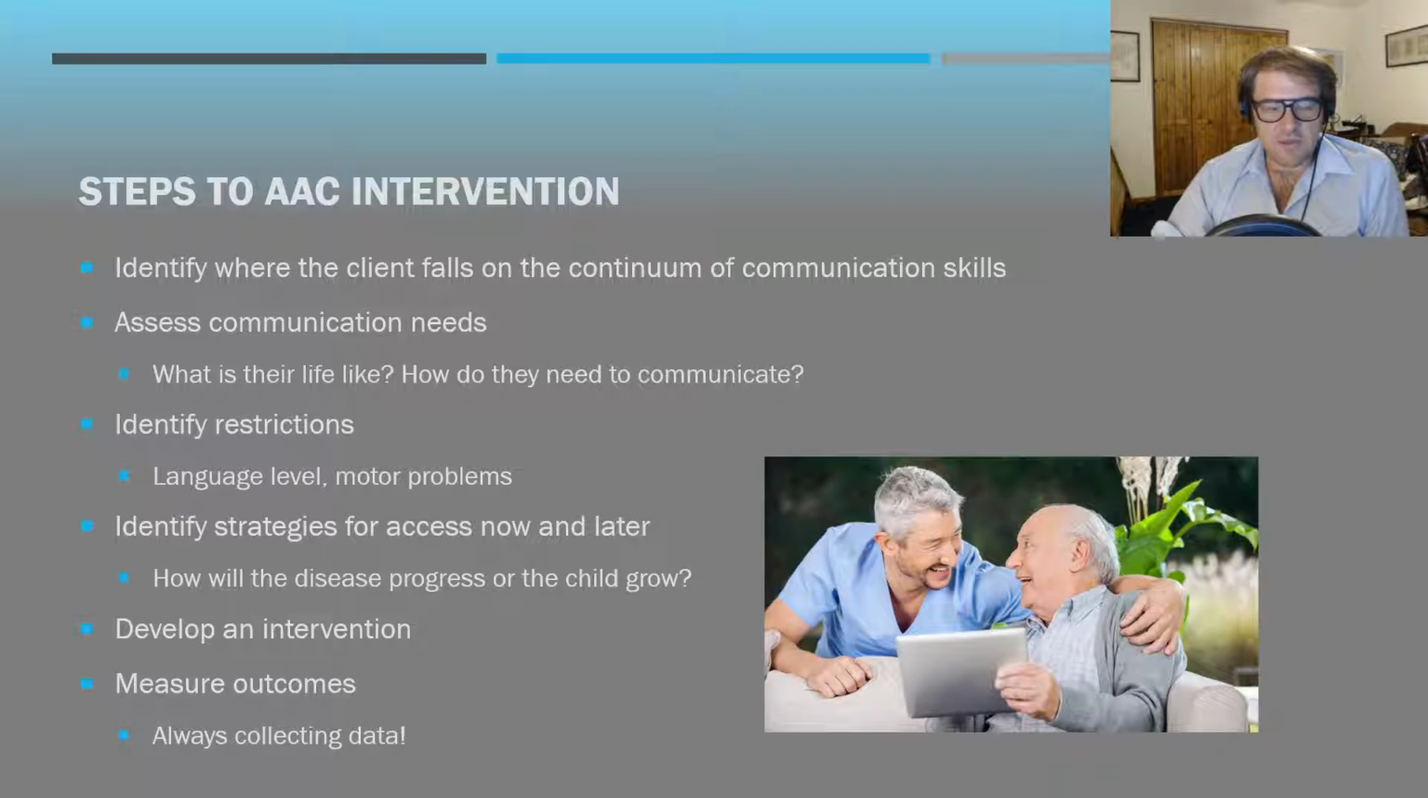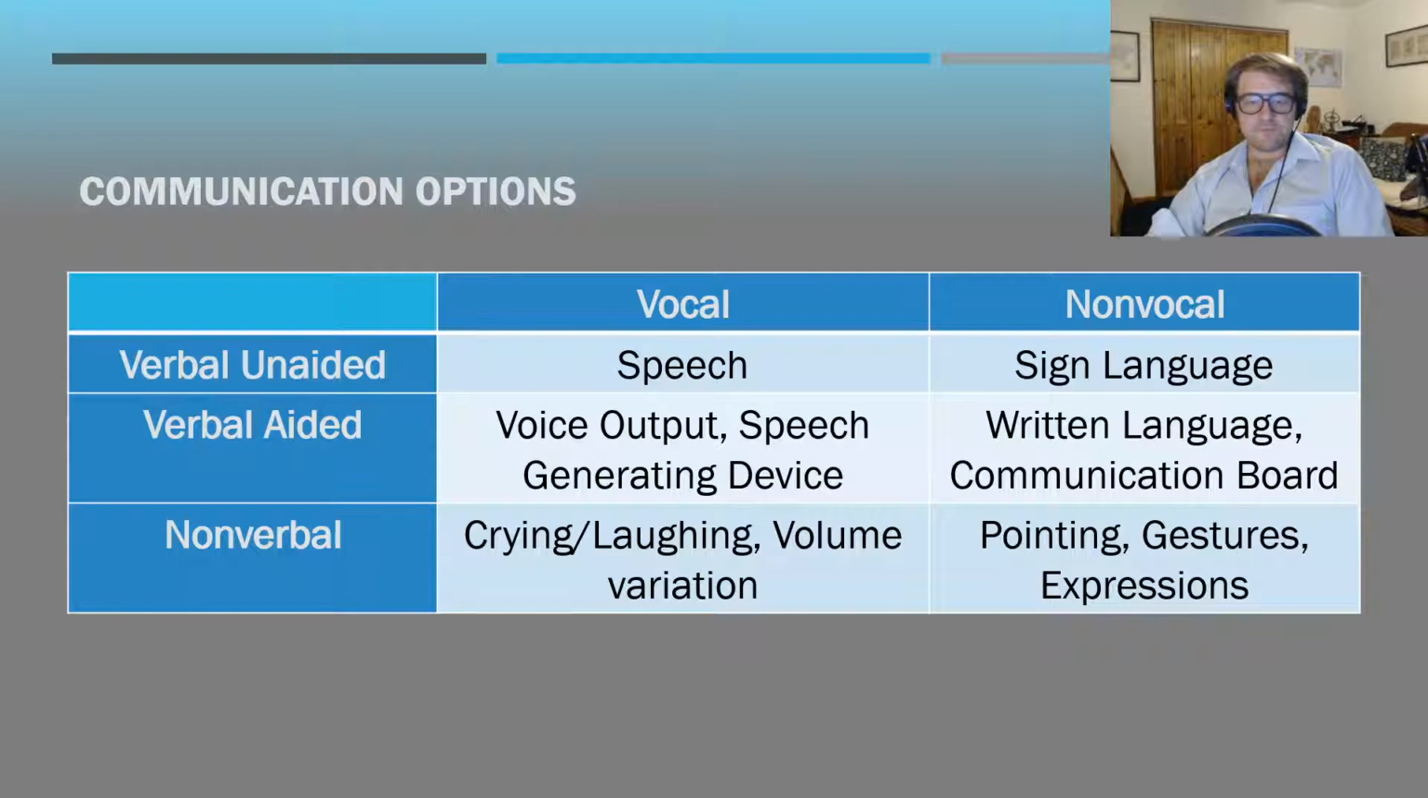What kind of AAC they'd like. Here's how we're going to start you on this. You're going to start using it. And then you're going to measure the outcomes. You're always collecting data. How are they progressing? Are they happier? Do they feel like they're communicating better? Does the family feel like they're being more effective at communication? So that's the kind of outcomes that you want to take into account.